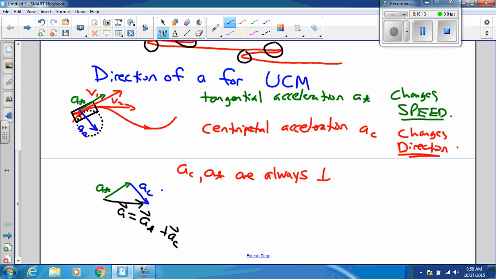Notice that I can't add their magnitudes because they are vectors. In fact, because they are perpendicular, I would always add them using the Pythagorean theorem. So the magnitude of A in general is going to be the square root of AT squared plus AC squared. But we'll worry about that another day. What I want to worry about, and we only have 5 minutes to worry about it, is the direction that our acceleration vector is going to take and how we would figure out the path based upon it. So we're really just going to worry about sketching stuff.